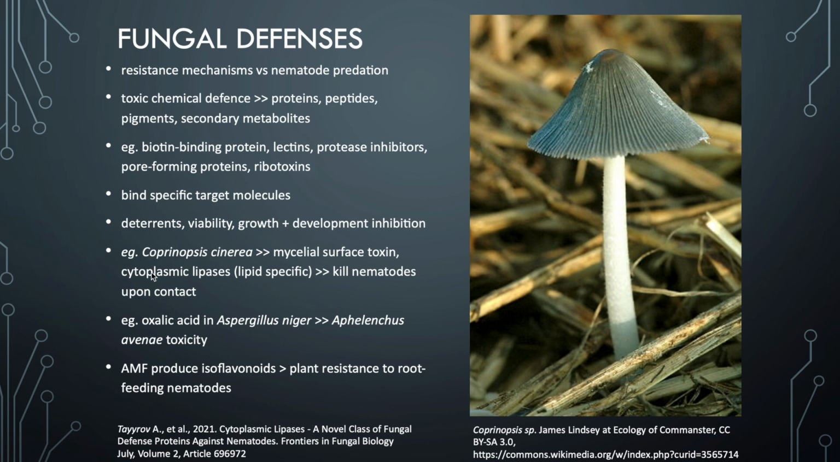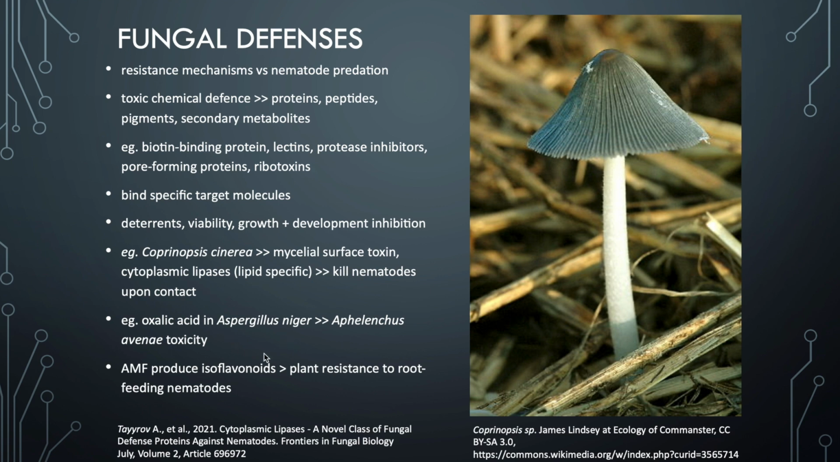An example of this is Coprinopsis cinerea, which is featured here on the right, and it produces mycelial surface toxins. The hyphae, the fungal cells themselves, can be covered with toxins, and these are cytoplasmic lipases, so they bind to lipids or fats on the nematode and they interact with those lipids, and because they are lipases they actually degrade the lipid, so that means that they can kill the nematode upon contact because they degrade the fatty component in the nematode cuticle.